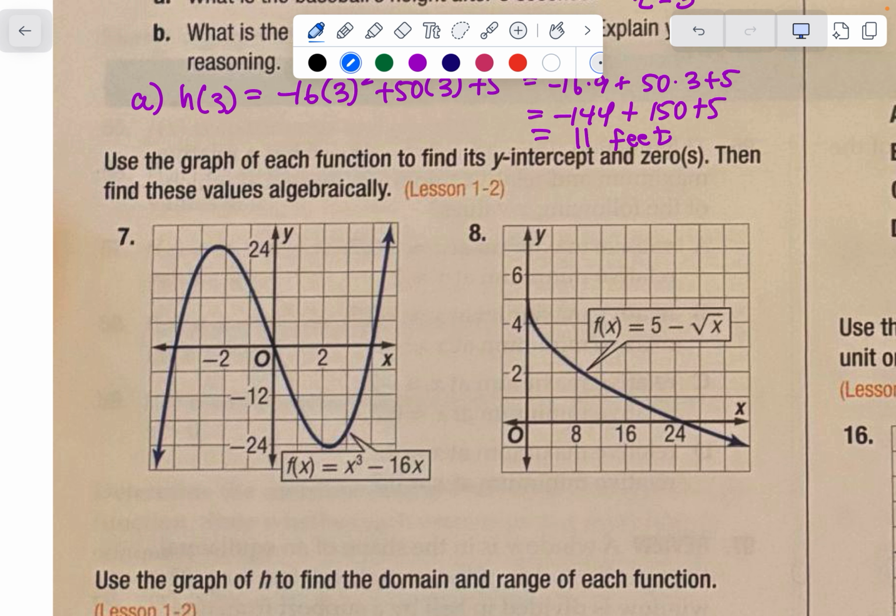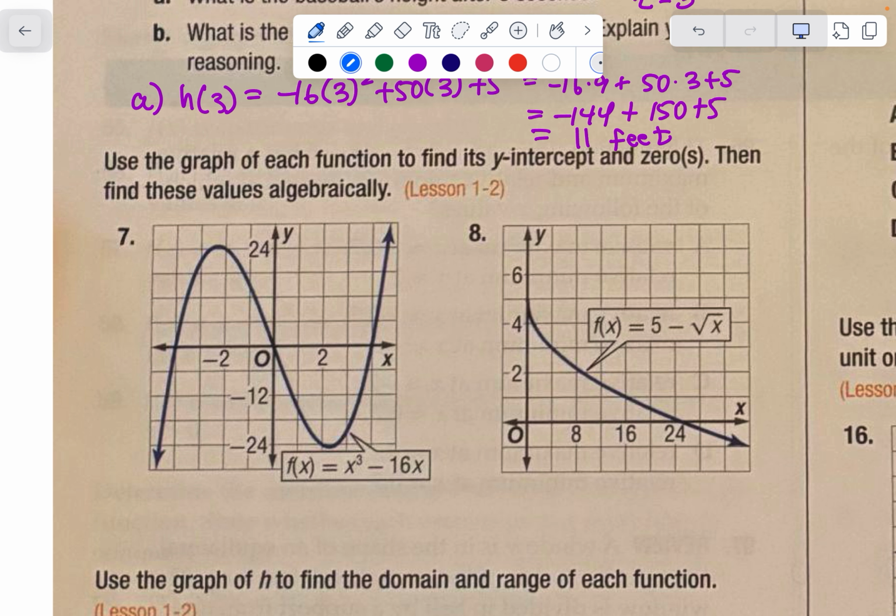Okay. It says for 7 and 8, we want to find the y-intercept and the zeros, and then find these values algebraically. Now, I will tell you, from the book I got these from, the graph isn't always a perfect representation of what they have. I don't know why, but I think these graphs are good. So let's find them from the graph, and let's find them algebraically, okay?